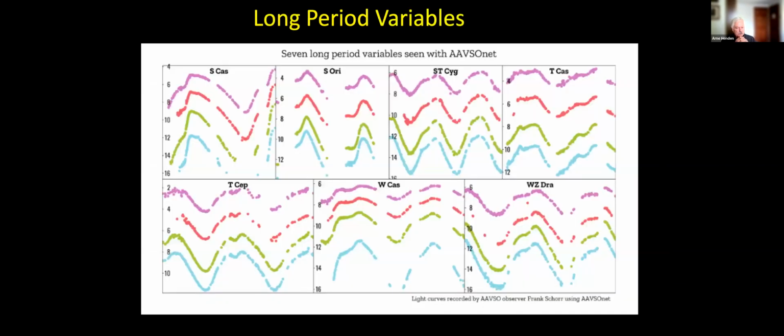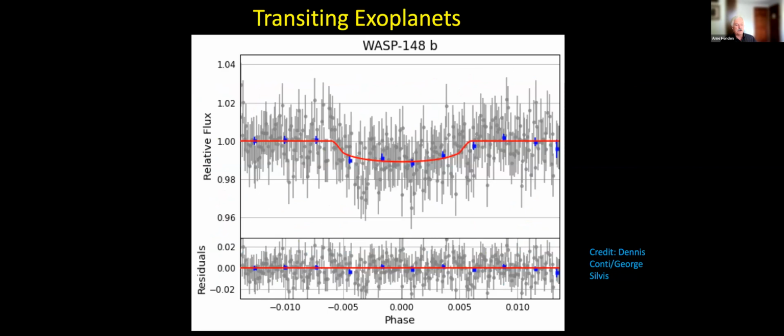The observers with AAVSOnet generally contribute their data to the AAVSO through WebObs and the AID. This data is from Frank Shore. He is monitoring a number of long period variables. You can see the data comes in multiple band passes, as well as quite a bit of coverage on these stars. And we can also do very precise measurements as well. This comes from Dennis Conti and George Silvas. This is an exoplanet transit, a 1% type transit, and it was able to be detected with one of the E180 systems.